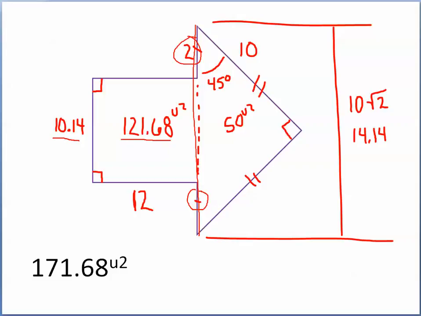And the pointy part of our arrow here is just a right triangle. And we know that the base times the height divided by 2 is going to give us the area of the triangle. Excuse me, it's base times height divided by 2. So 10 times 10 divided by 2 is going to be 50. Add all those together, and we get 171.68 units squared. So the total area of this arrow is 171.68 units squared.